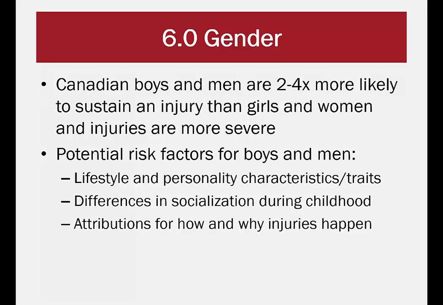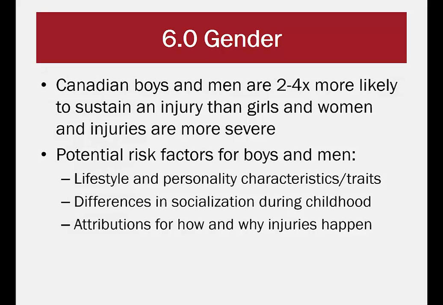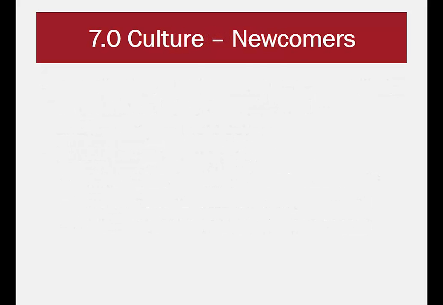More work needs to be done to take the higher risk for injury for men and boys into account, and to reduce the significantly higher rates of morbidity and mortality due to injury for both men and women across the life course. In this module, we will discuss culture as a social determinant of health by focusing on newcomers to Canada and Aboriginal populations. First, let's talk about injury prevention issues related to the growing and diverse immigrant population in Canada.